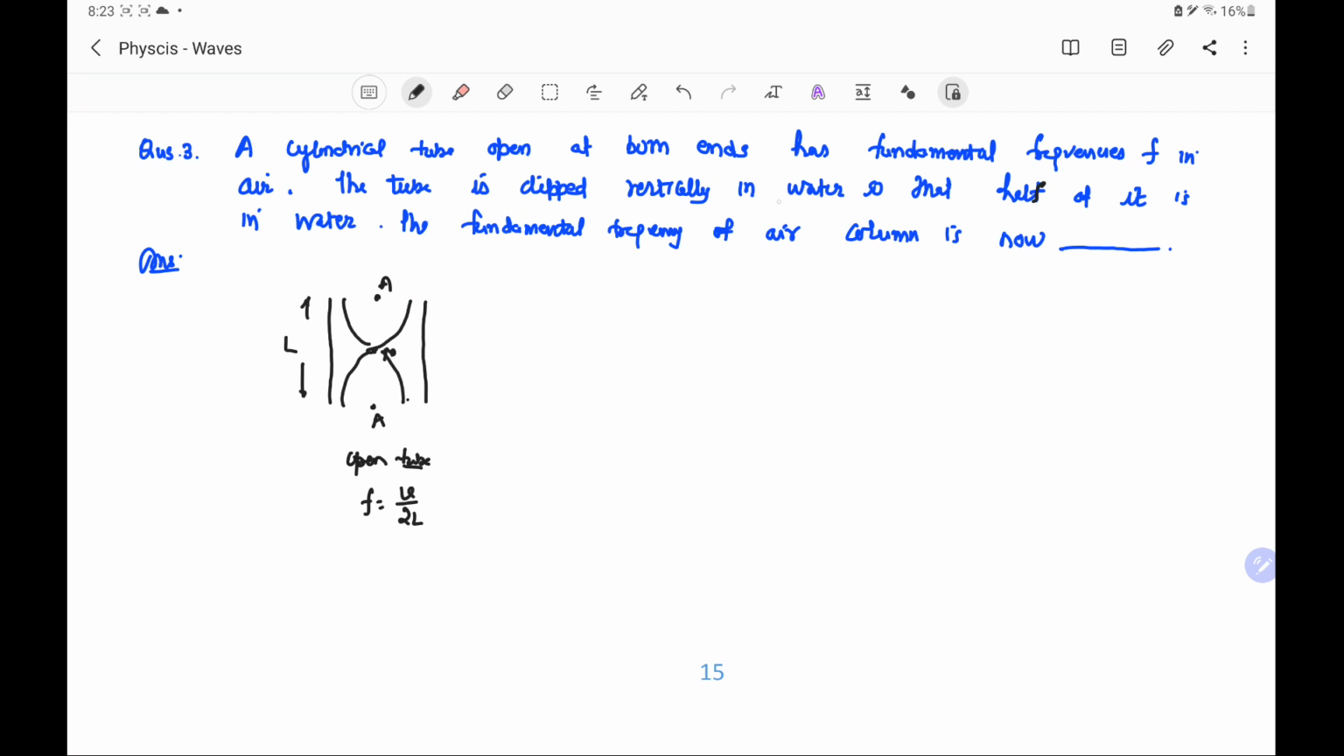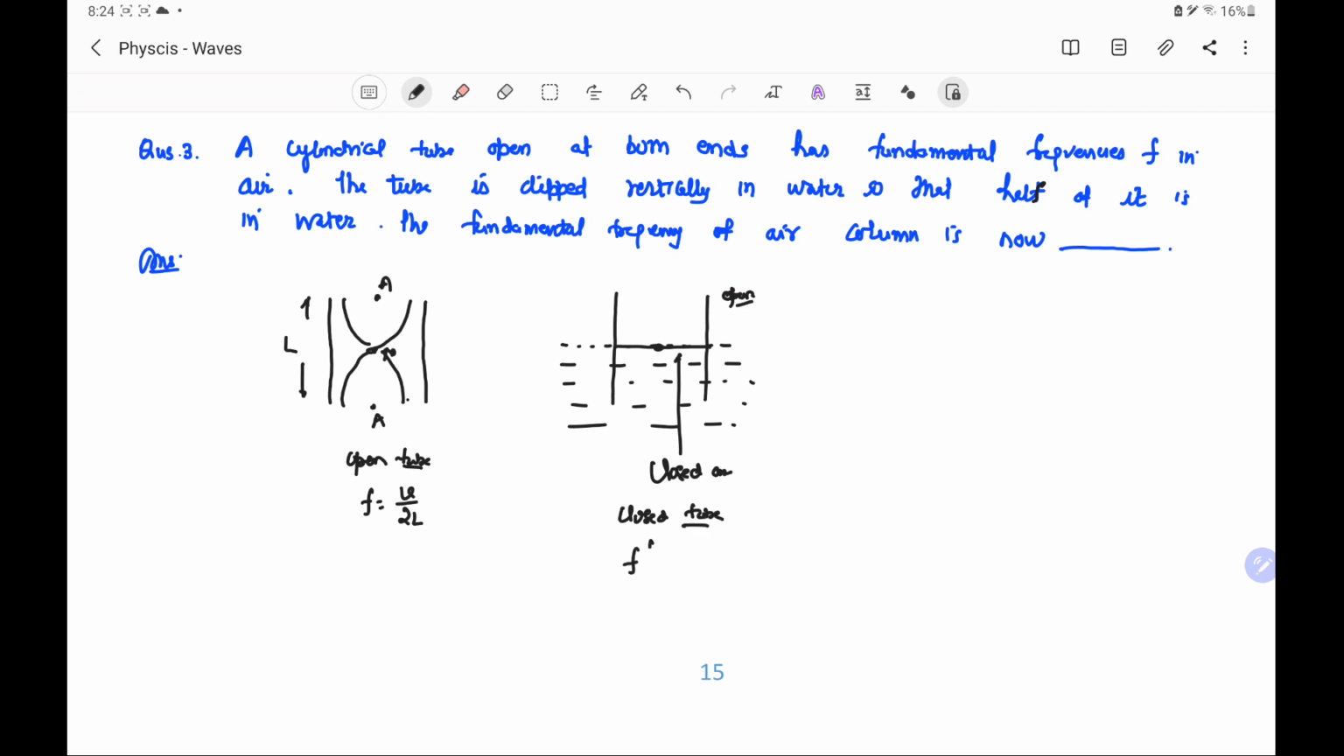Now the tube is dipped vertically into the water so that half of its length is in water. Therefore, this is the open tube, and now it is dipped in water so that half its length is under the water. Therefore, this end at the water surface acts as the closed end and the other end is open. Therefore this tube acts as a closed tube. And for a closed tube, we know the fundamental frequency is V by 4L dash, if the length of the tube is L dash.